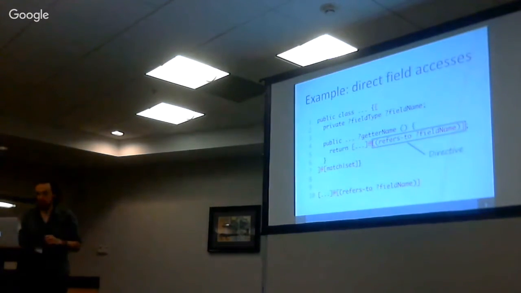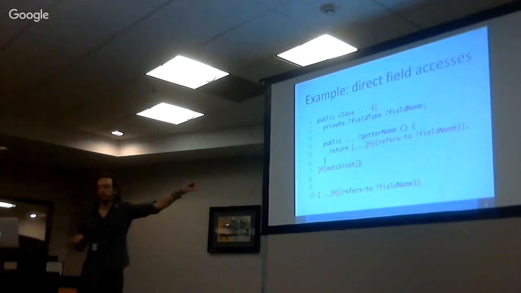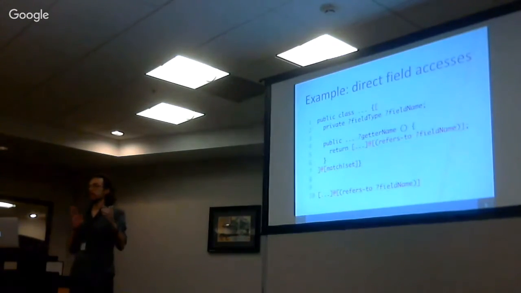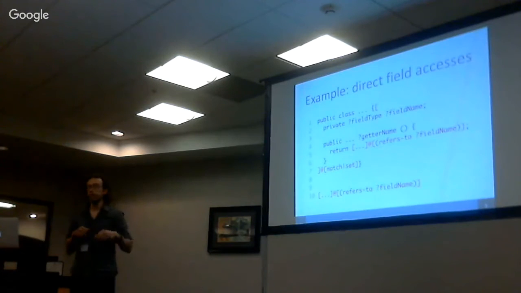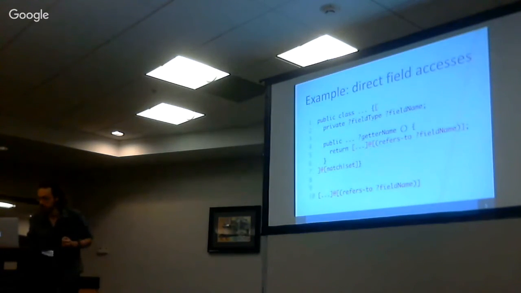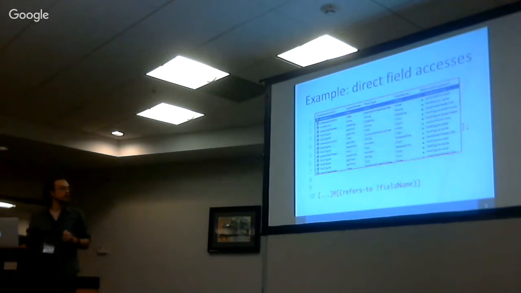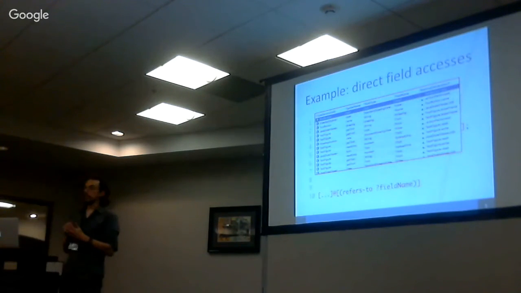So that's a directive. And there's also one on line 7. That's the match set directive, which just says that besides the field declaration and the getter name, it's okay to also have other class members. Nothing special. Right. So that's the template.